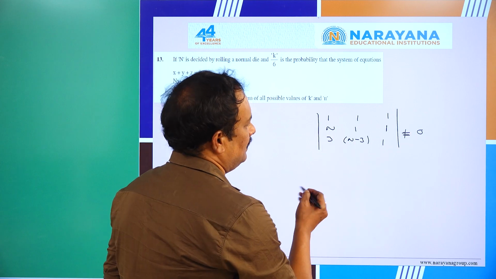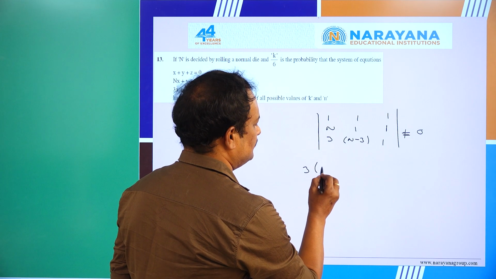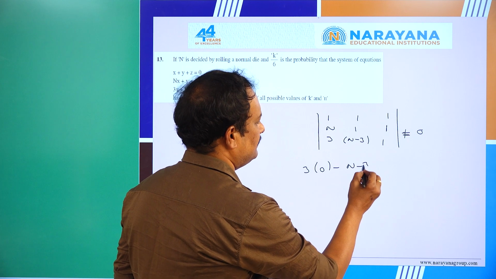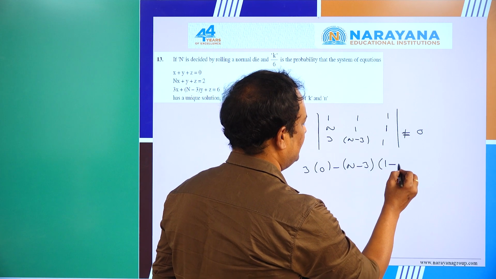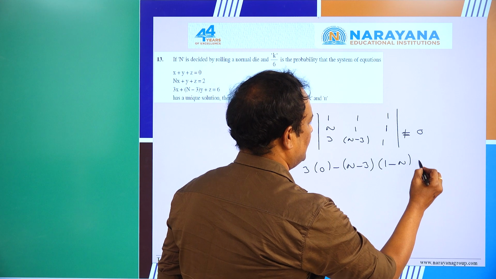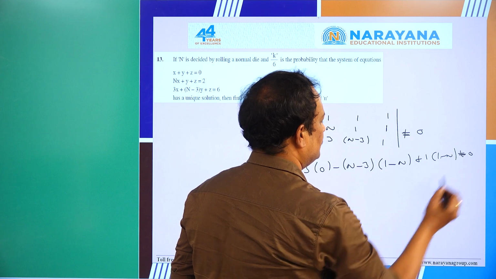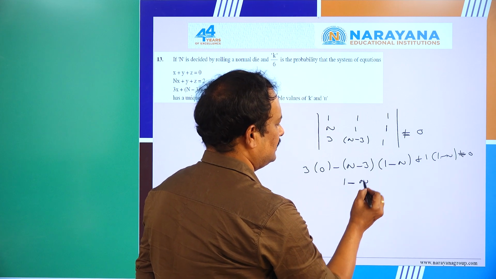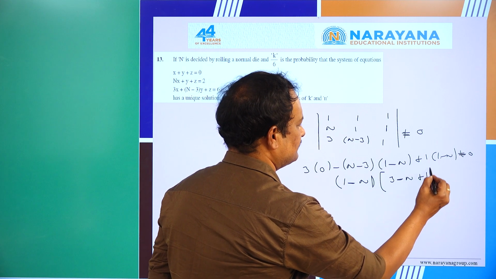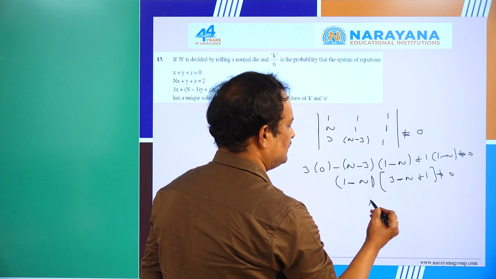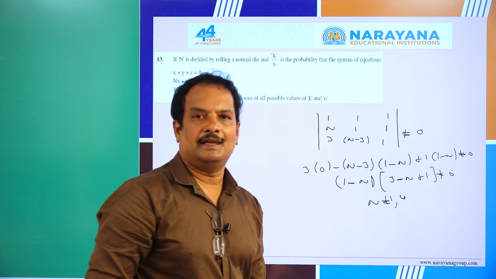Let us simplify this by taking any row or column. I am taking the third row to expand this. 3 into 1 minus 1, 0. Next minus of n minus 3 into, cancel this row and column, so it's 1 minus n. Next this is plus 1 into 1 minus n, and that is not equal to 0. In these two, 1 minus n is common. When you take 1 minus n common, in the bracket we have 3 minus n, next plus 1. So finally n is not equal to 1, not equal to 4. These are the two values we got. N cannot take 1 and 4.